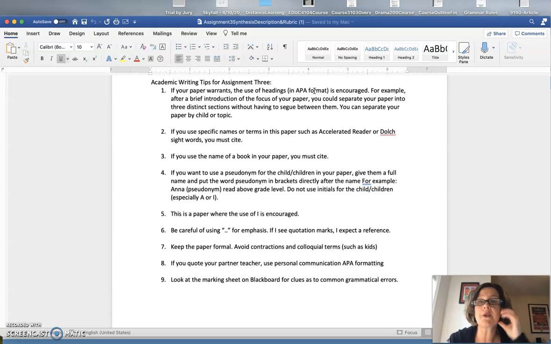So for example, after a brief introduction of the focus of your paper, so hit me with a little bit of this is what's happening, you could separate your paper into 3 distinct sections without having to segue between them. You can separate your paper by child or by topic. If you use specific terms or names in this paper, such as Accelerated Reader or Dolch sight words, you must cite. So if you use a specific reading strategy or writing strategy, you have to cite it. If you use the name of a book, you must cite. So anytime you're using something that is not your own.